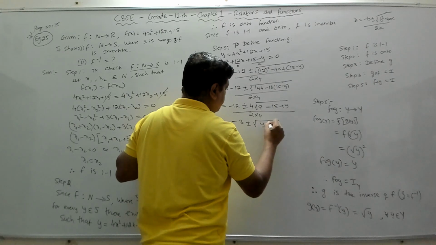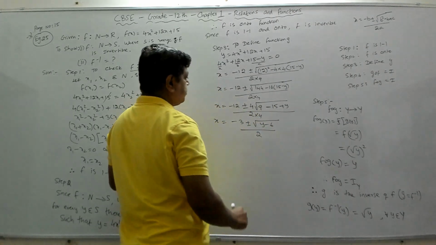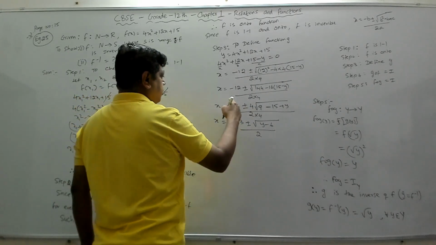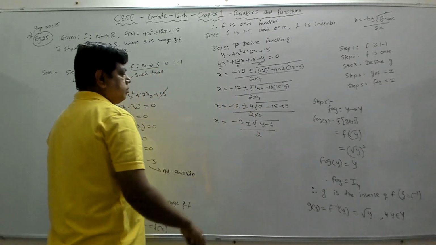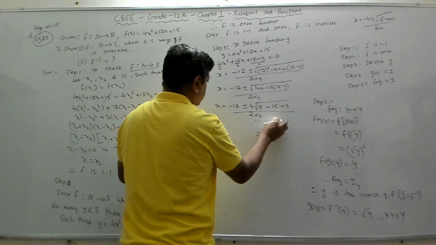So I can write this as y minus 6 by, that 4 will be cancelled with the below 4 2. Right? I am taking 4 common from the numerator and cancelling this 4 and this 4. So your x becomes like this. Is it clear? Or if it is not clear, I will write one more step.